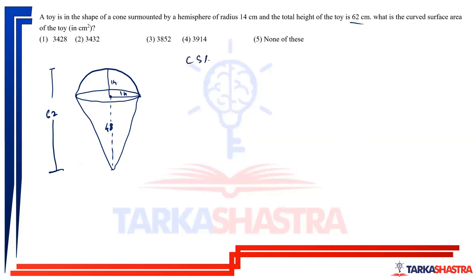Now, curved surface area of the hemisphere will be 2 pi r square. And for the cone, it will be pi r L. And we have to find out both. Now, 2 pi r square is easy. 2 into 22 by 7 into 14 into 14 plus pi r L. So 22 by 7, radius is 14. But for that, I'll have to find out L.